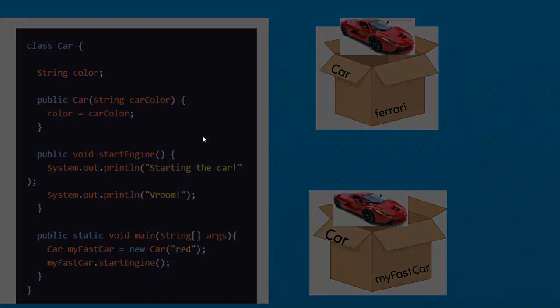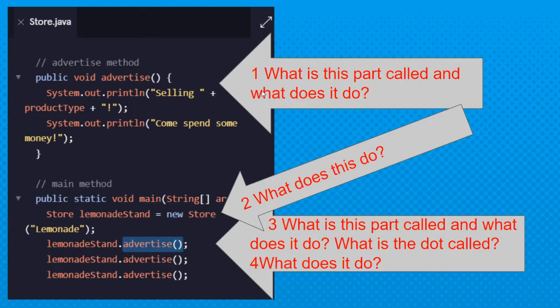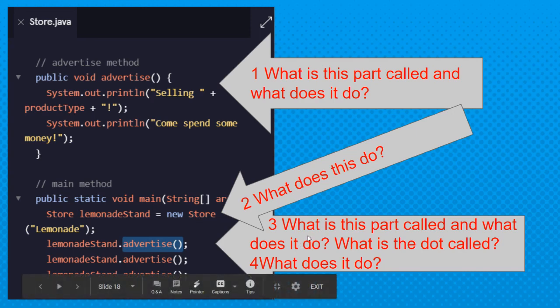Okay, here is the next thing. What is this part, the public void advertise? What is this part called, and what does it do? Number 2, what does this do? Store lemonade equals new store. Describe it visually like I would with pictures. And then number 3, what is this part called? What does it do? The lemonade stand dot advertise. What is this dot called, and what does this line of code do?